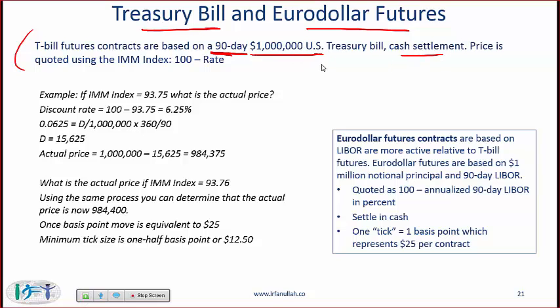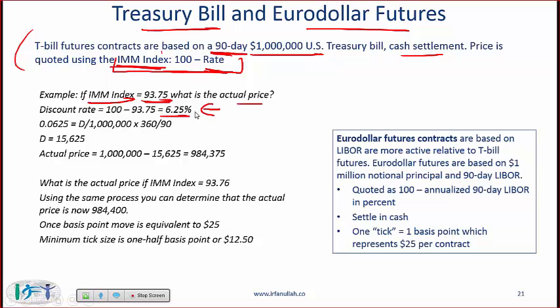These are cash settled. The price is quoted using the IMM index, and the way it works is the IMM index is 100 minus the annualized rate. If you are told that the IMM index is 93.75, what is the actual price? So from 93.75 you can determine that the discount rate is 6.25%. That's standardized, and it's just from this relationship: rate is equal to 100 minus IMM index.